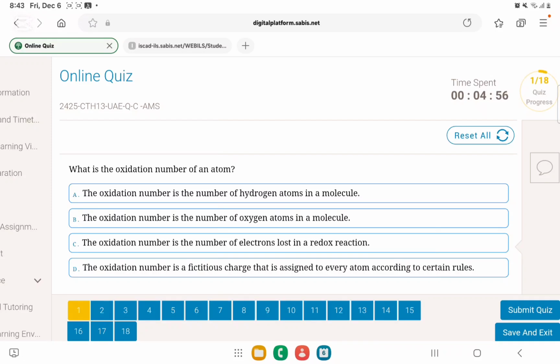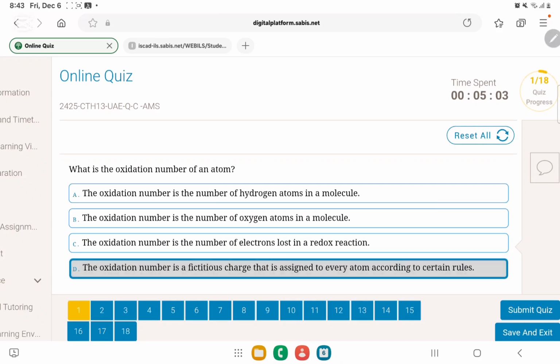Okay, what is the oxidation number of an atom? This one you have to memorize it, okay? So the oxidation number is a fictitious charge that is assigned to every atom according to certain rules.